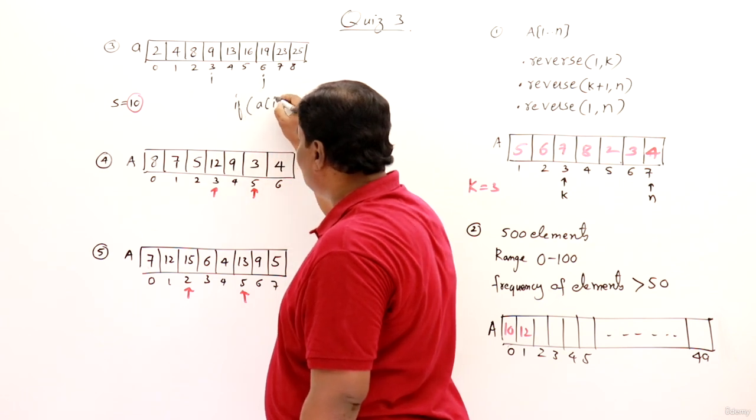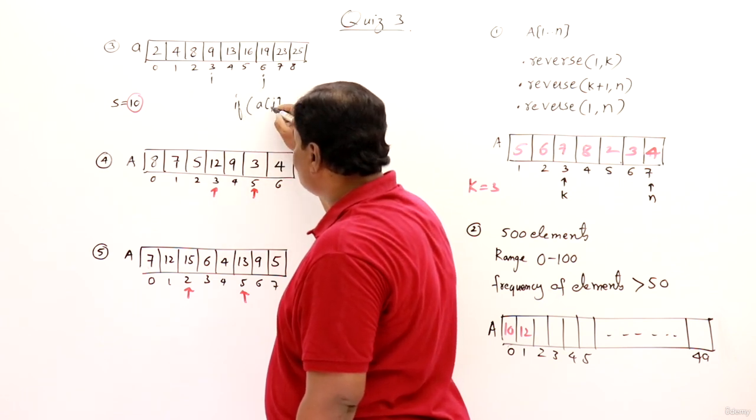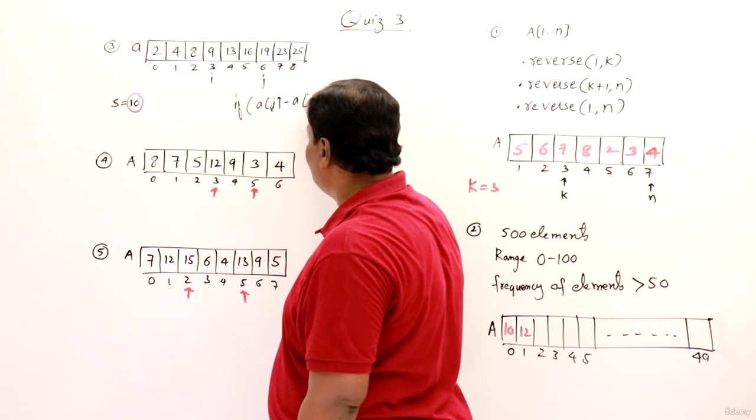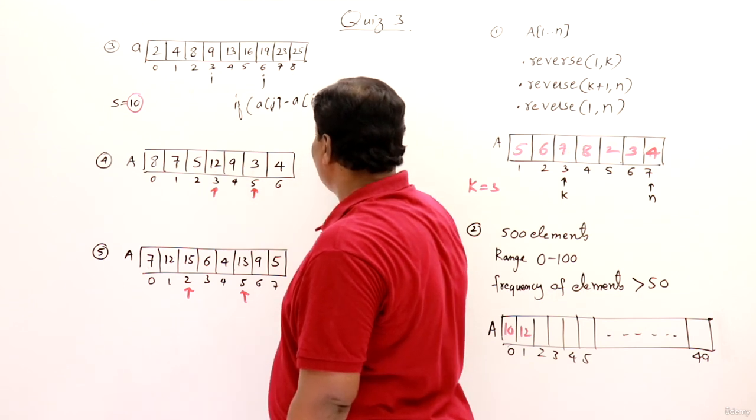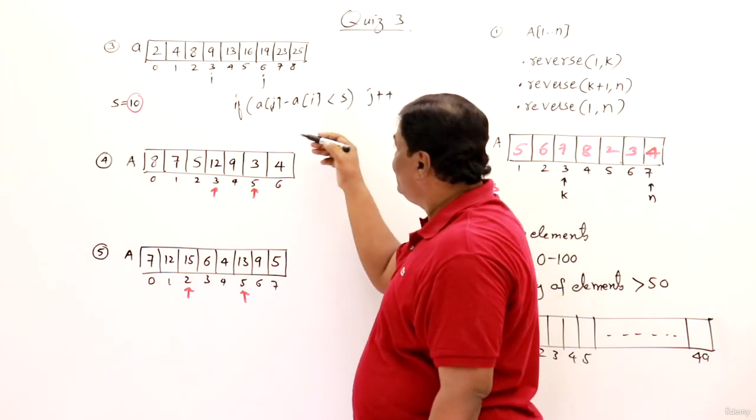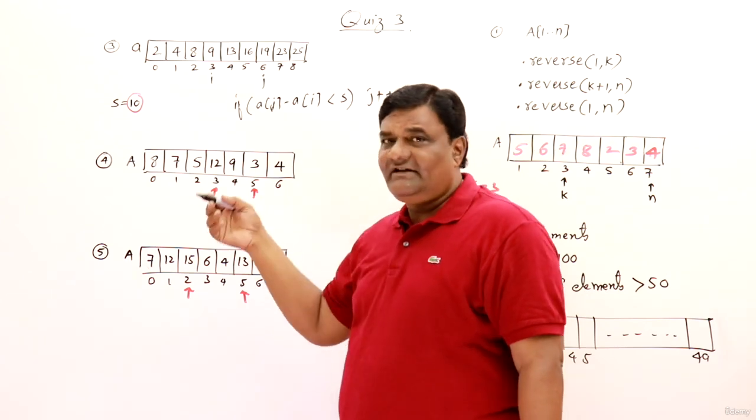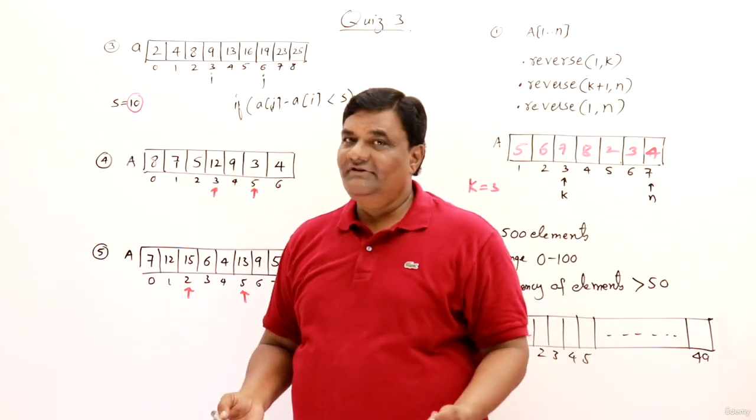So the point here is, when we were moving j and i, if a of j minus a of i was less than s, then we were moving j. If they are equal, we have to stop. If it is greater, then move i. So this is what we were doing.